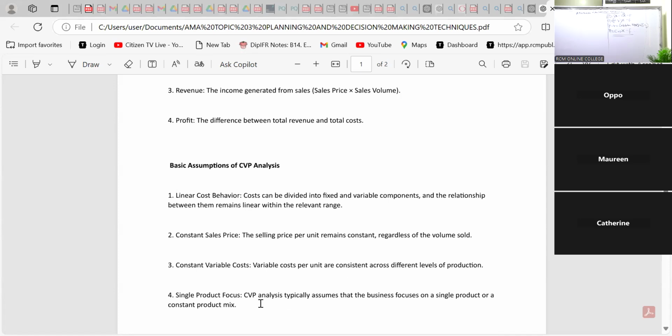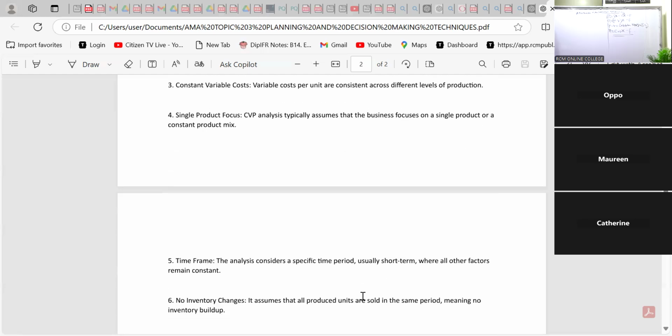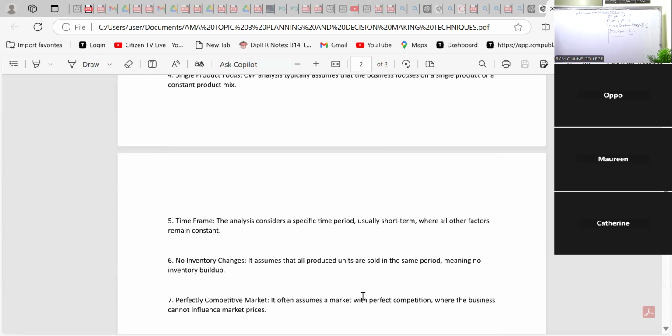A single product focus. CVP analysis typically assumes that the business focuses on a single product or a constant product mix. Then we have a time frame. It's normally short term. It's not a long term thing. The analysis considers a specific time period, usually short term, whereas all other factors remain constant.